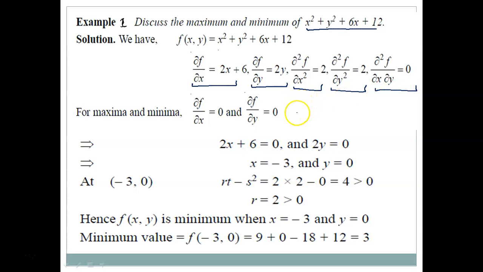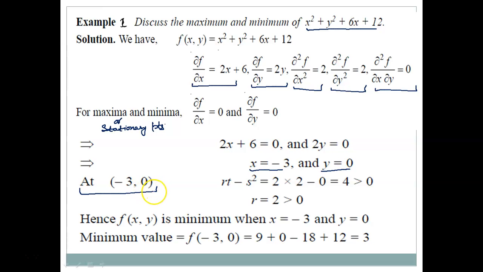Now first we find the point of maxima and minima, which sometimes we call stationary points. What do we do? We equate the first order partial derivatives to 0: del f over del x equal to 0, del f over del y equal to 0. In fact, del f over del x is 2x plus 6. So we write 2x plus 6 equal to 0, and del f over del y is 2y, so 2y equal to 0. Here it gives y equal to 0, and x equal to minus 3. So we have obtained the point (minus 3, 0).